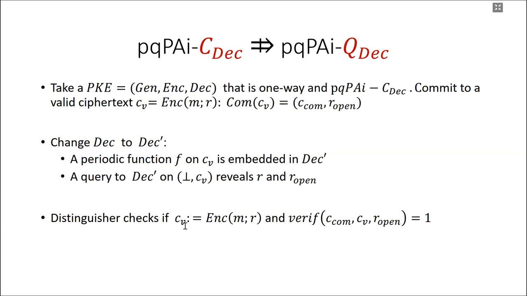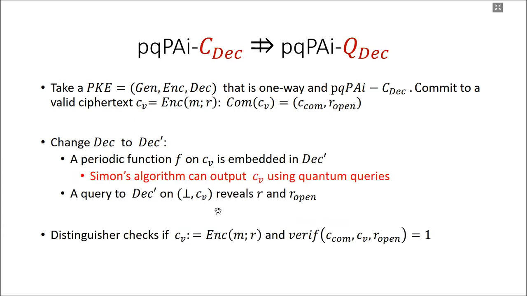And we say that the distinguisher checks if CV is equal to the encryption of M and R, and the verification of the commitment holds true. So now, if we consider a quantum adversary with quantum decryption queries, this adversary can employ Simon's algorithm to get CV.